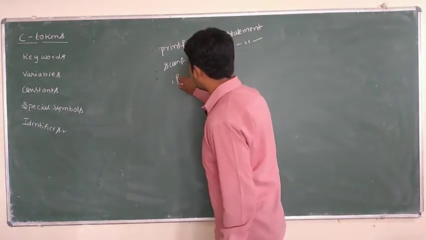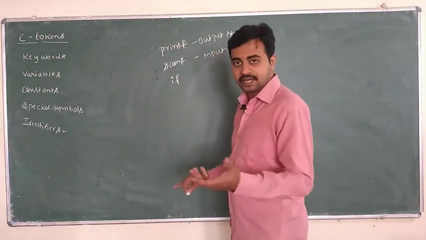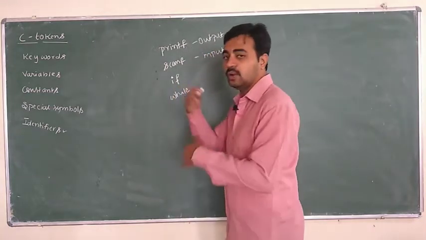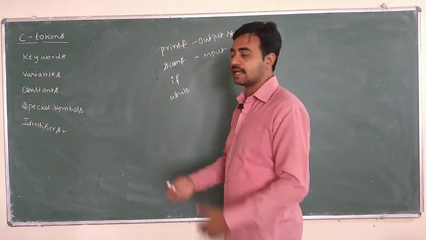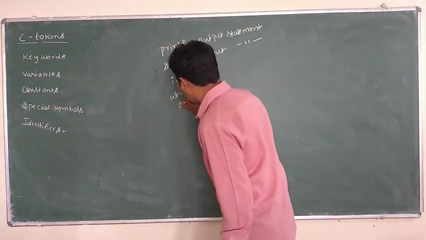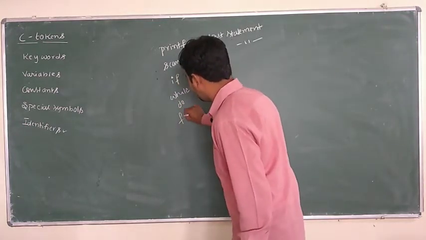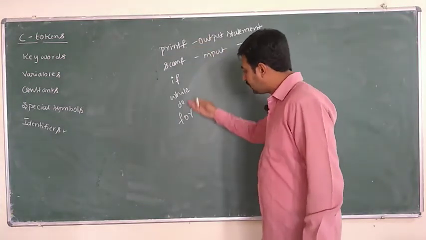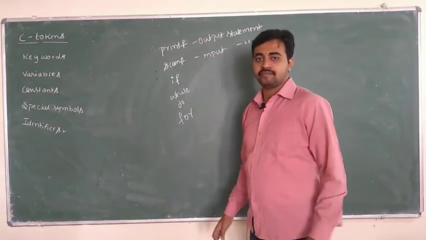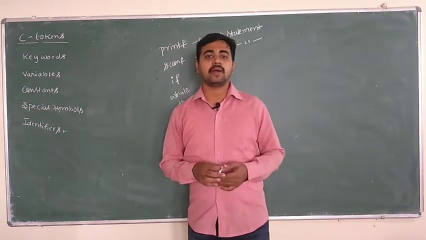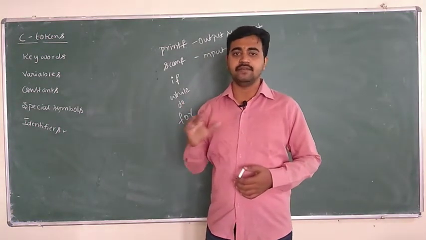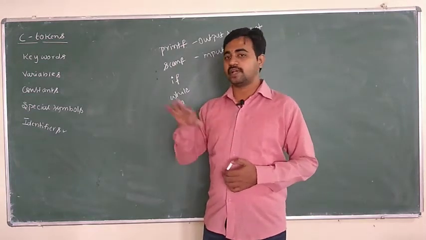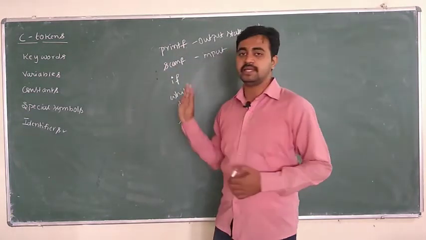Likewise, I have if, which is used for checking a condition. I have while, which is used for looping, meaning repeating things again and again. I have a word called do. Then we can use a word called for. Likewise, I have plenty of keywords. While writing a program, you will come across a lot of keywords which have to be learned in a practical way. Just for example, I have given you these keywords.